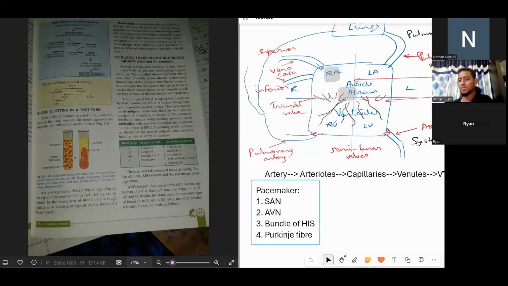Then the second one is the AVN. What is AVN? Atrioventricular node. So that's located between the atrium and the ventricles, closer to the right side, right next to the tricuspid valve. That's where it is located. And then the bundle of His are these. This is how the impulse goes on to the ventricles and spreads through the Purkinje fibers.